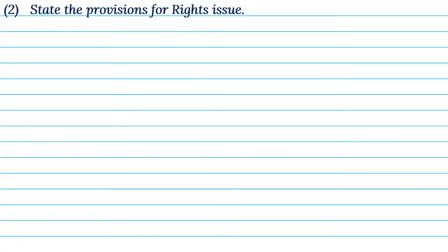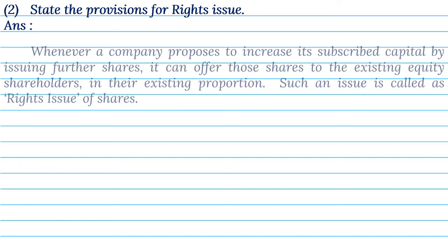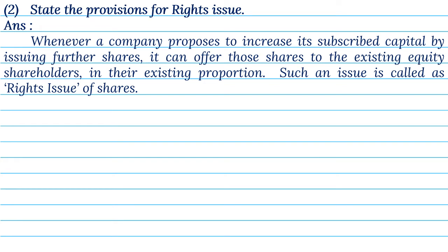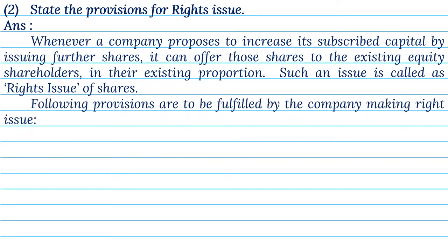2. State the provisions for rights issue. Answer. Whenever a company proposes to increase its subscribed capital by issuing further shares, it can offer those shares to the existing equity shareholders in their existing proportion. Such an issue is called as rights issue of shares. Following provisions are to be fulfilled by the company making right issue.